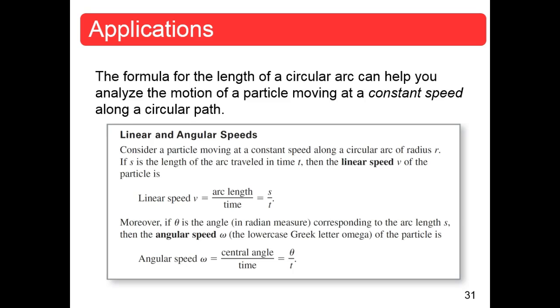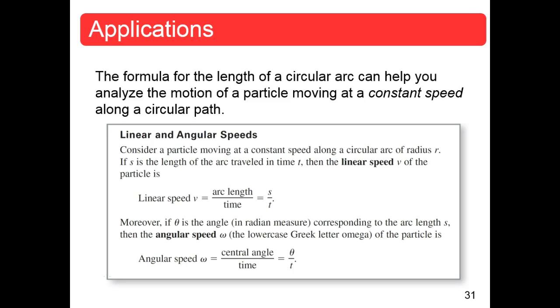Consider a particle moving at a constant speed along a circular arc of radius r. If s is the length of the arc traveled in time t, then the linear speed... Anyone know what linear speed, sometimes we call it velocity, is?